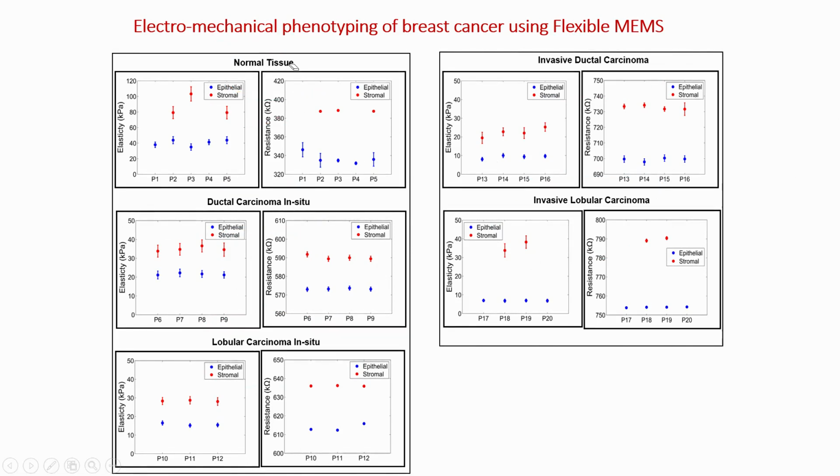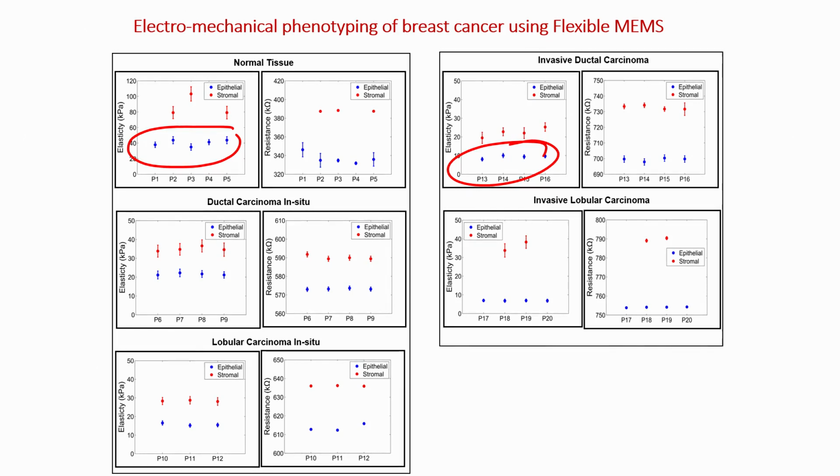We can see here that within normal tissue, DCIS or LCIS, we are also measuring the epithelial and stromal lesion. First let us just see the epithelial lesion, given by blue color. You can see that normal tissues are somewhere around 40 kilopascal, while the cancerous tissues are around 10 kilopascal.